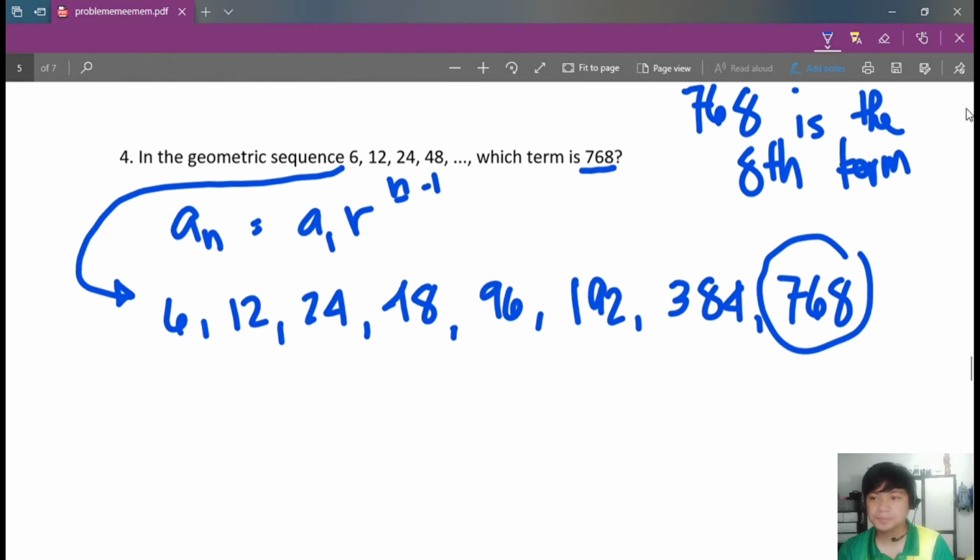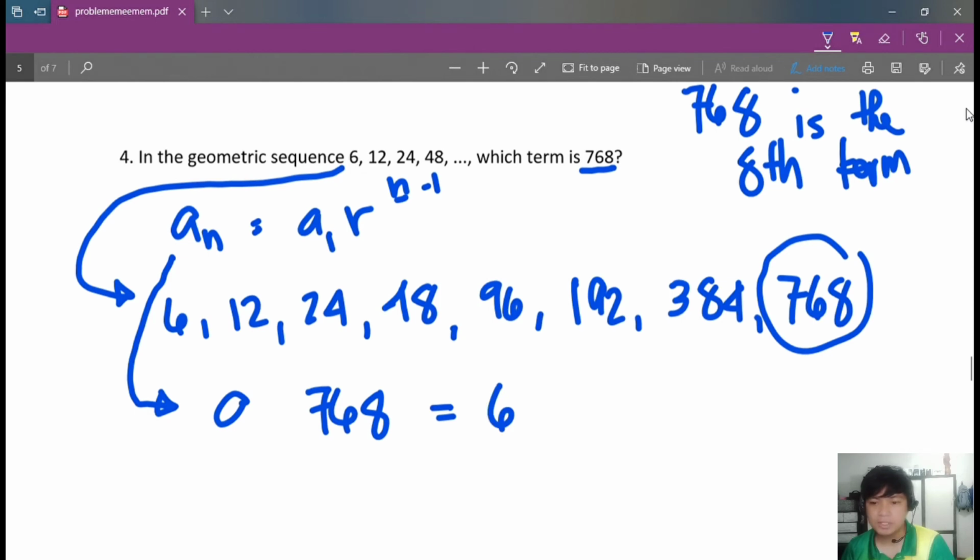Okay, so ganun yung magiging solution natin if we are going to multiply successively. What if we will use the formula? So, in using the formula, magiging ganito siya. We're looking for the last term natin, 768 is equal to the first term, 12, common ratio is 2, and n minus 1 power.